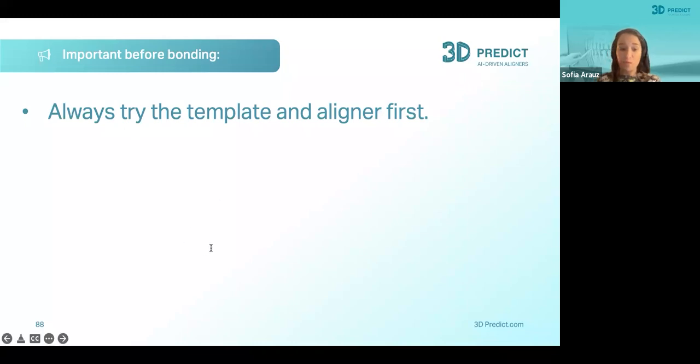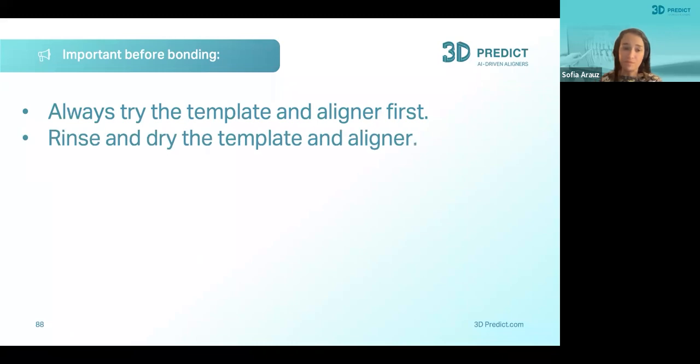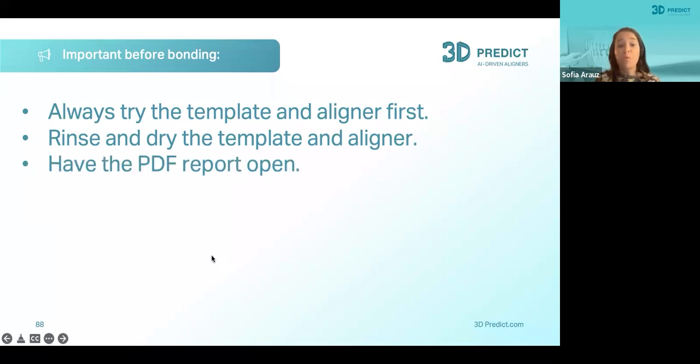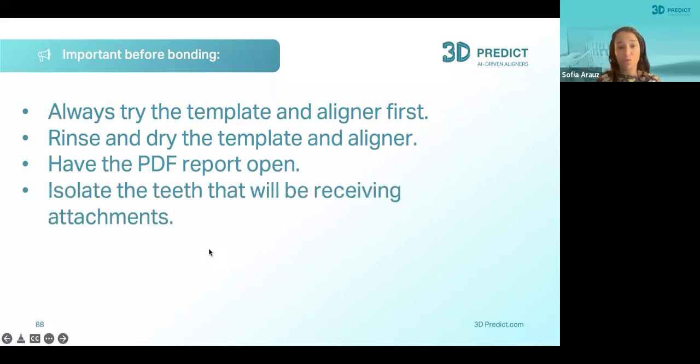If they don't fit, which rarely happens, please reach out to us. Don't do anything to the aligners. Don't polish them. Don't try to cut them. Please reach out to us. Rinse and dry the template and the aligner, and then proceed to open the PDF report to make sure you are at the right appointment. You are following the steps that we're showing you on the PDF report, because remember, the PDF report is your roadmap. And isolate the teeth that will be receiving the attachments.